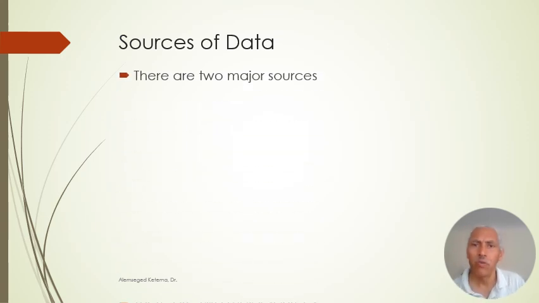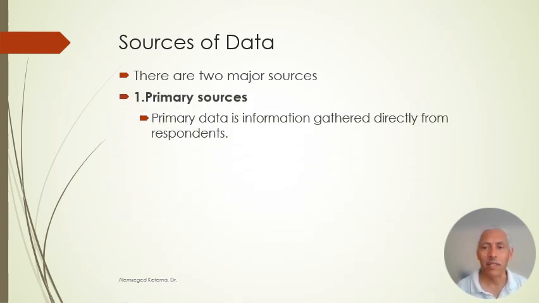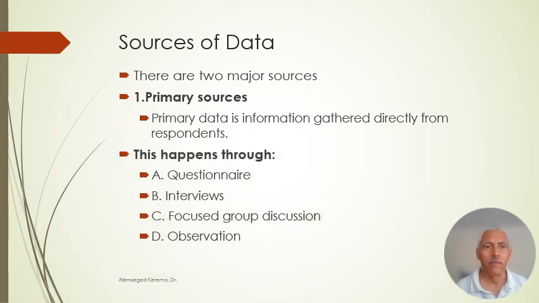The source of data: where would you get your data from? Data is all related with your research questions. There are two major sources. First, the primary sources. Primary data is information gathered directly from the respondents. You will go directly to the respondents and collect your data from the participants in your study.